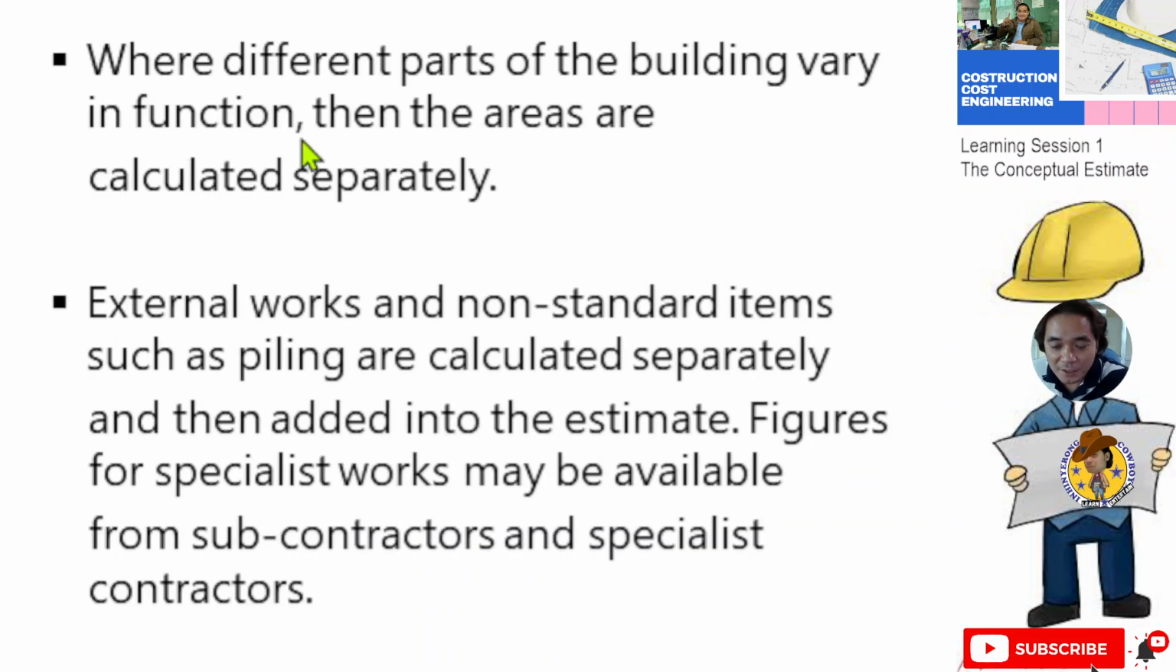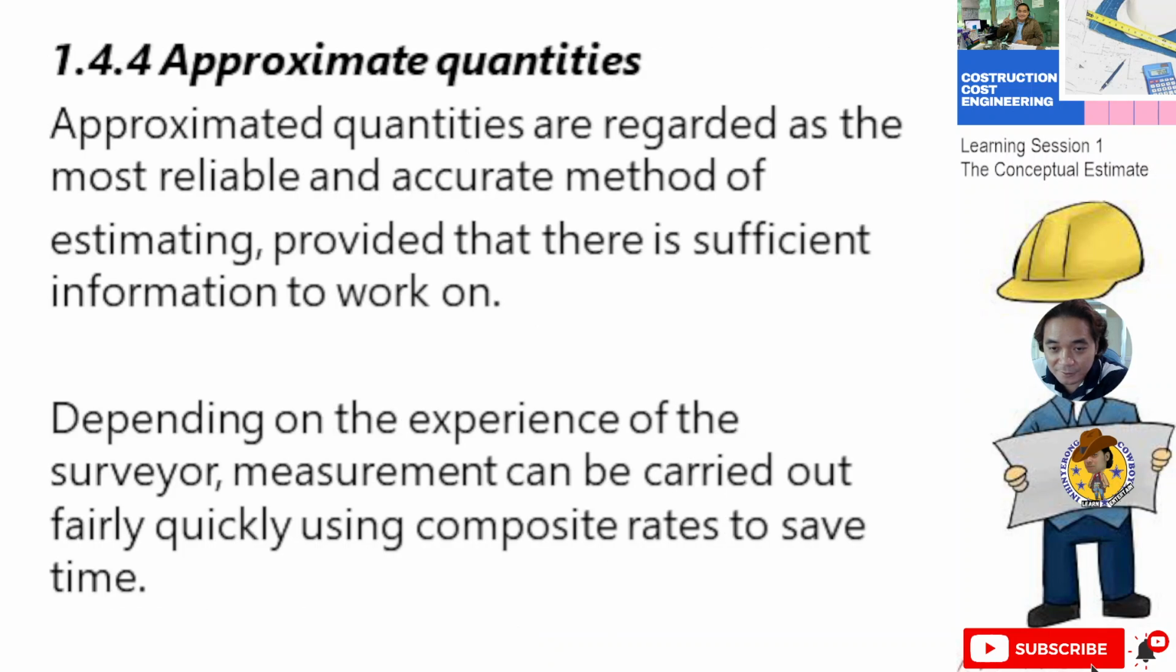For different parts of the building with varying functions, the areas are calculated separately. Then external works and non-standard items such as piling are calculated separately and then added into the estimate. Figures for specialist works may be available from subcontractors and specialist contractors.